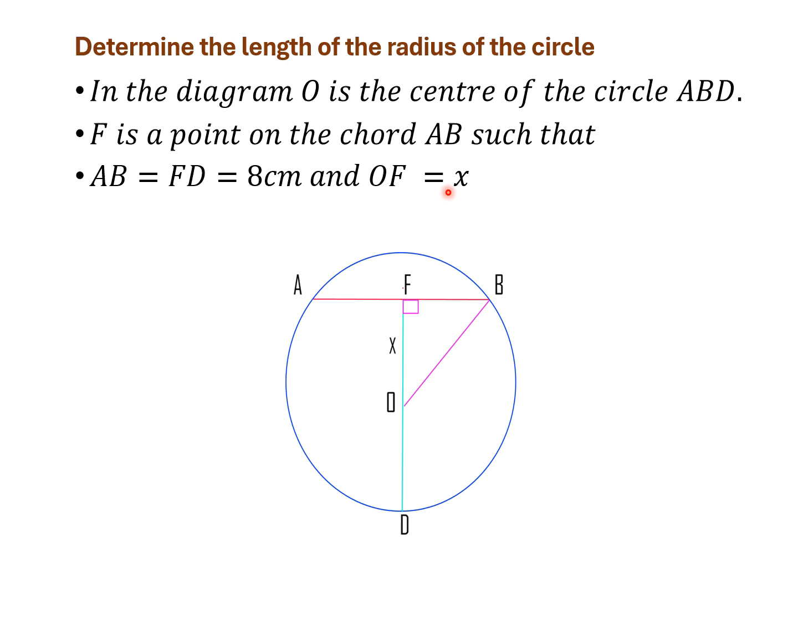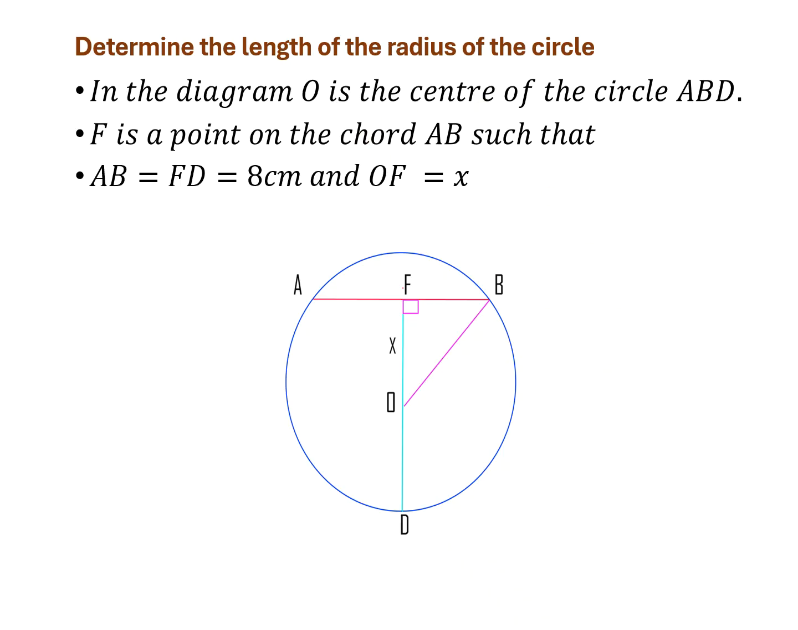And OF equals x. So AB is 8 centimeters, but you see there's a 90 degrees, so theorem 1 is going to come in again, line from center perpendicular to chord. And what happens to AF and FB? Do you still remember? Right, but let's look at the solution.